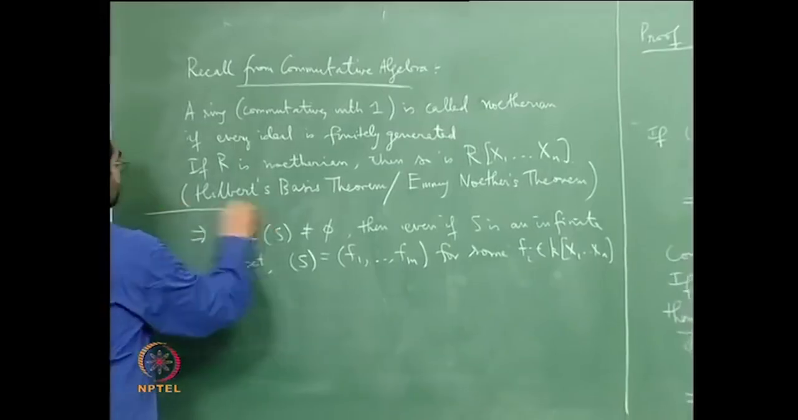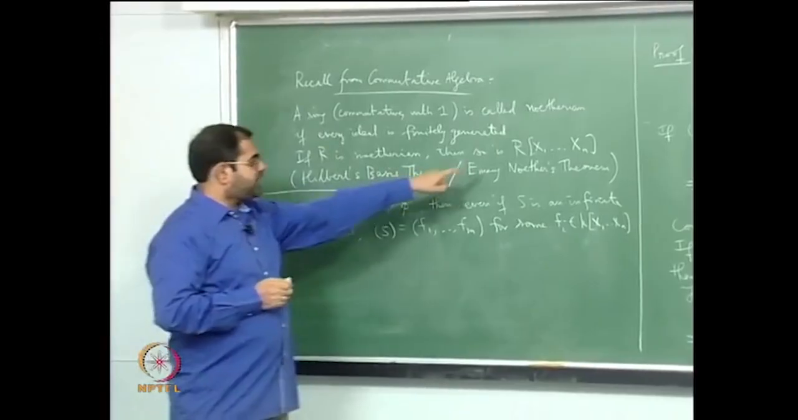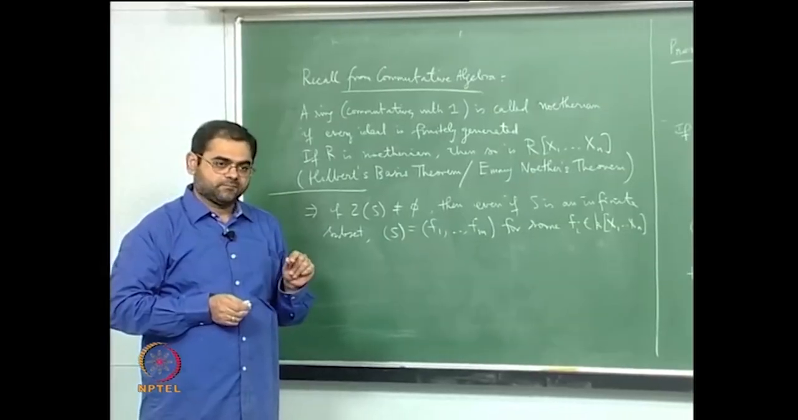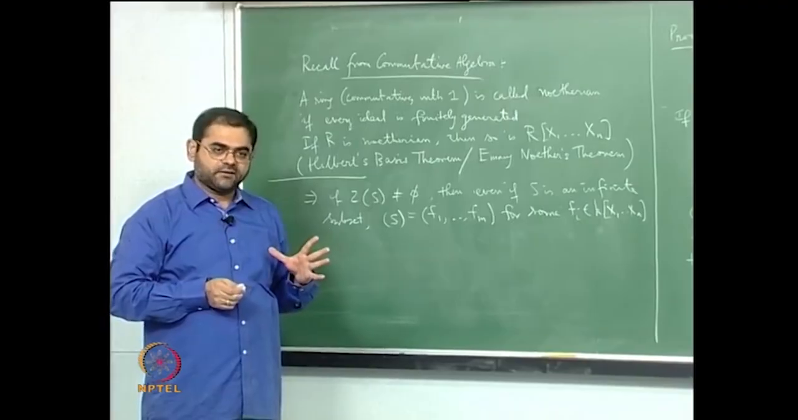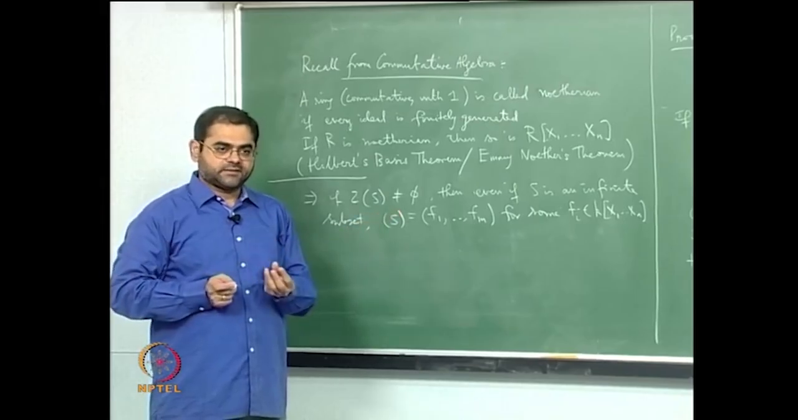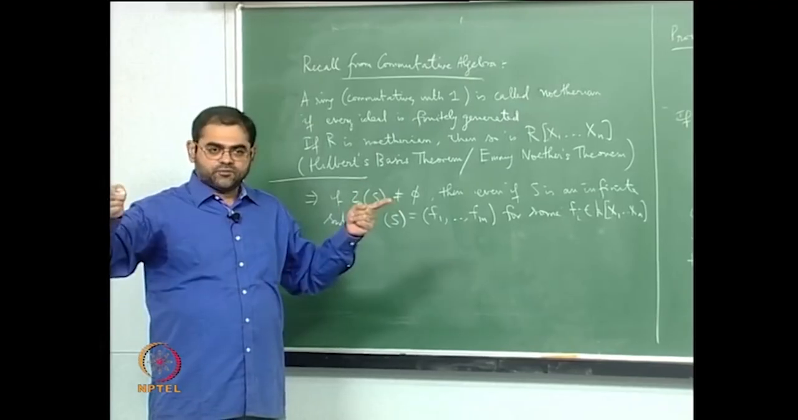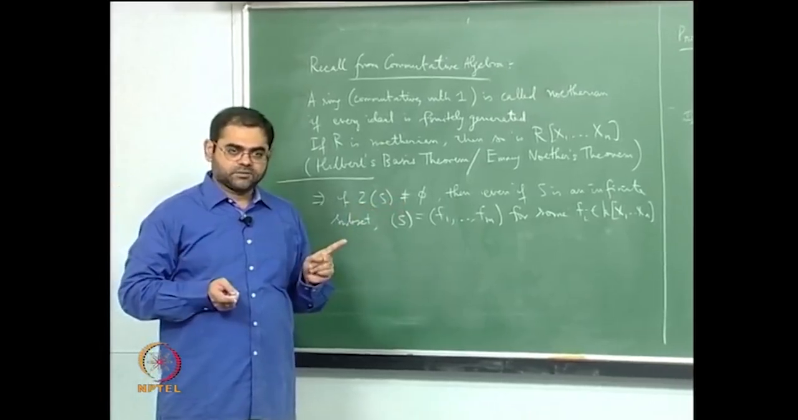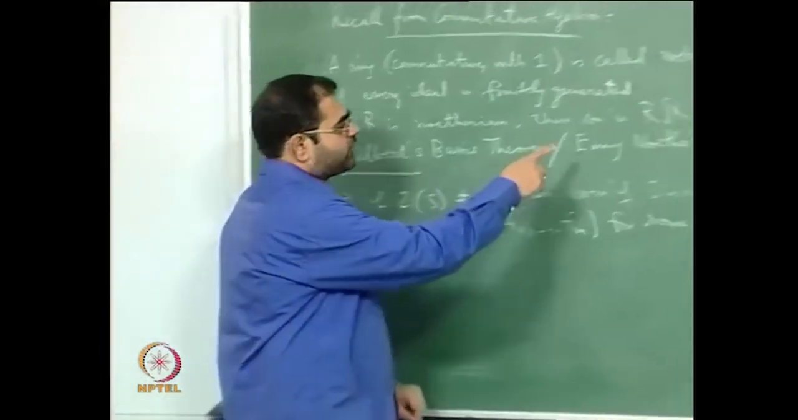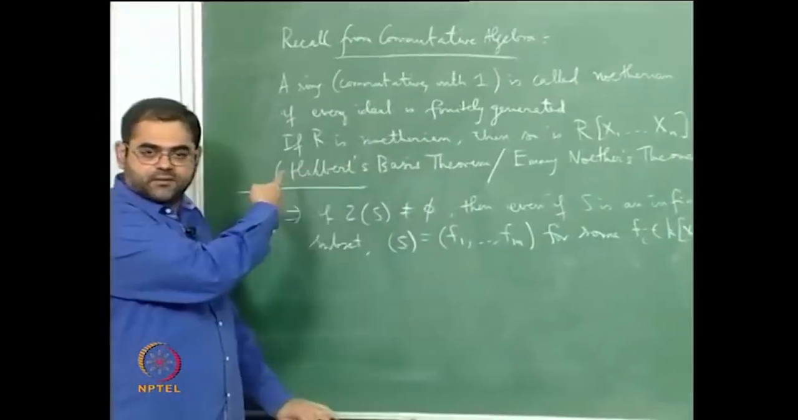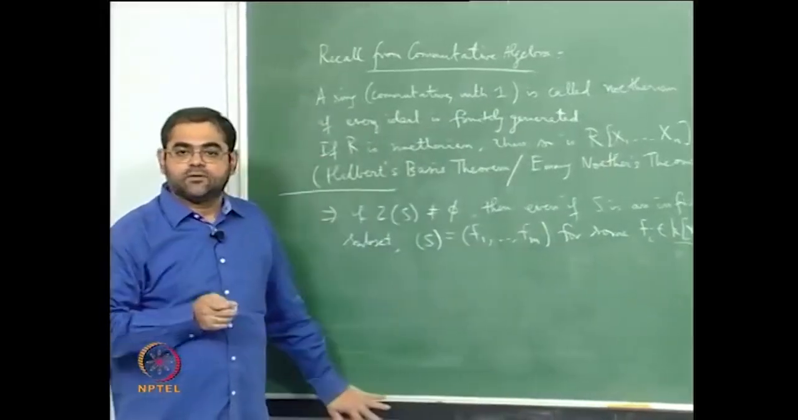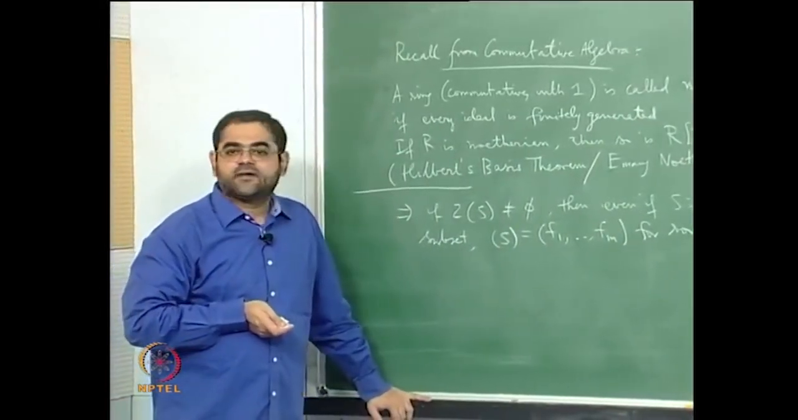What I must remind you at this point is that if I take R equal to a field K, then a field K is of course Noetherian, because the only ideals in a field are the zero ideal and the full ideal. The zero ideal is finitely generated by the element 0, and the whole field as an ideal is generated by 1. So there are only two ideals, both finitely generated, therefore a field is always Noetherian, and therefore a polynomial ring over a field is also Noetherian by this fact. Therefore this polynomial ring in n variables over a field has every ideal finitely generated.